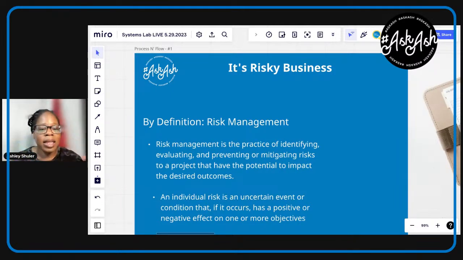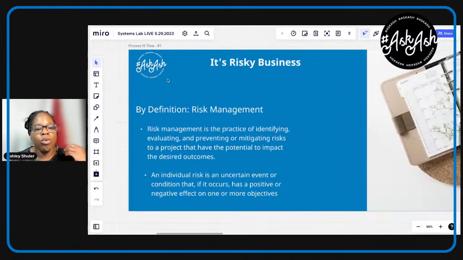So what exactly is risk? I want to go with risk management. By definition, it's the practice of identifying, evaluating, and preventing or mitigating risk to a project that has a potential impact to the desired outcomes. Okay. So risk management is a whole process.